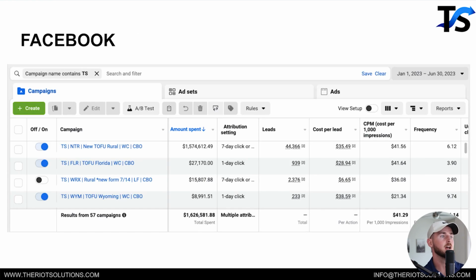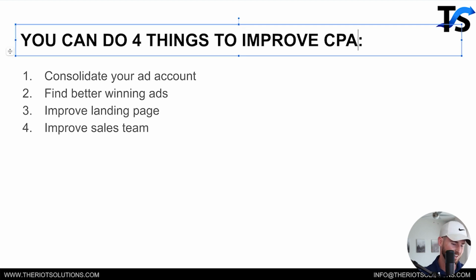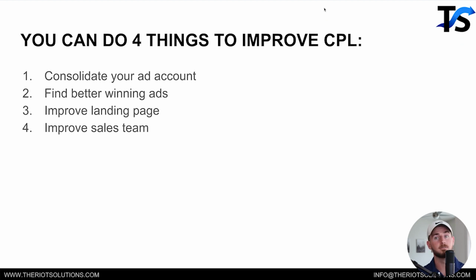So first off, here's the Facebook account. We spent about $1.6 million, dominantly in our one campaign that we pretty much do everything in. And I'll show you guys the other campaigns and what those are for as well. Now, next thing is that there are 4 things you can do to improve CPL.